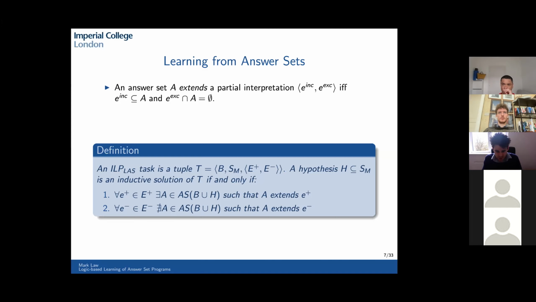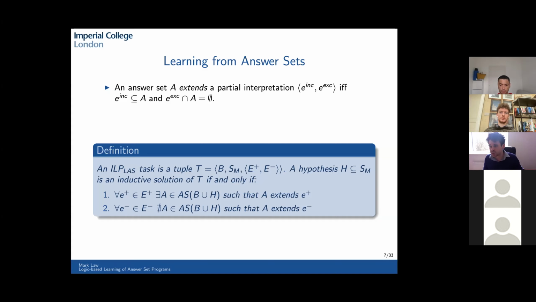For the positive examples, it has to be the case that there is at least one answer set of the background knowledge combined with the hypothesis, such that that answer set extends the partial interpretation. So that means there has to be at least one answer set that contains all of the inclusions and none of the exclusions. Now, this doesn't have to be the same answer set for every positive example. So it is possible to express there should be something that's true in one answer set and false in another. And then our negative examples say the opposite. So they say there should be no answer set that extends a given partial interpretation.